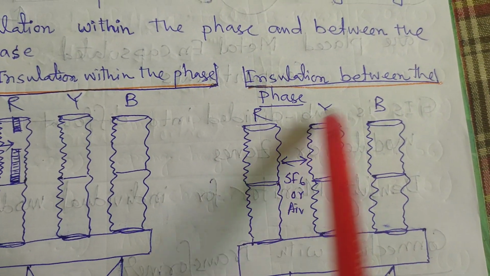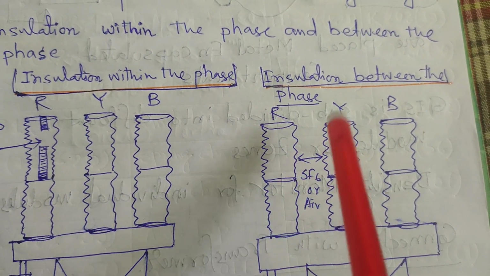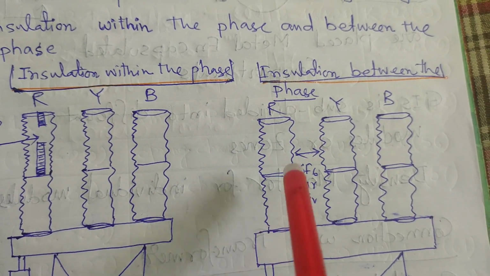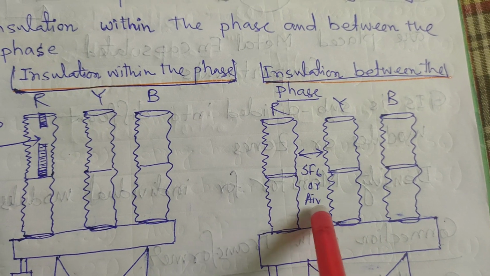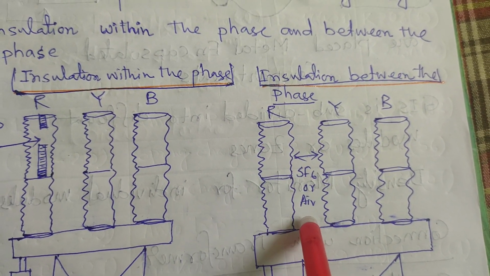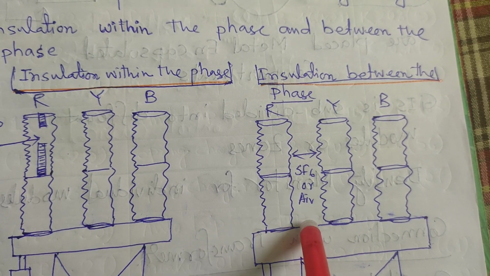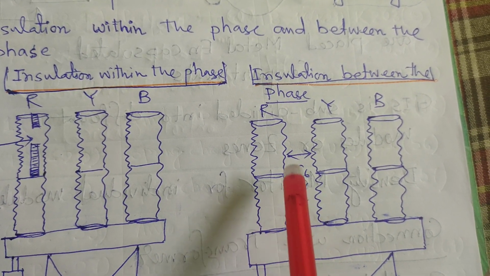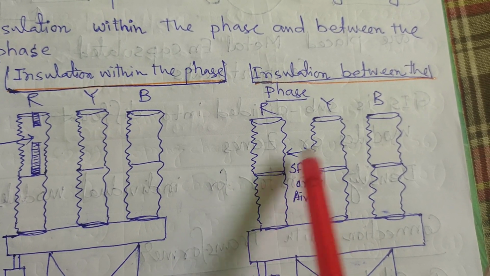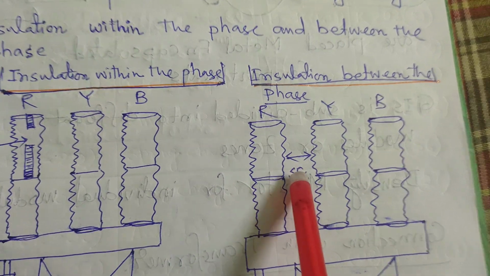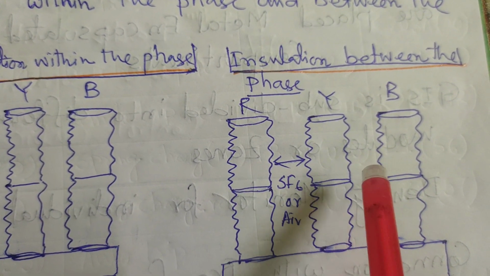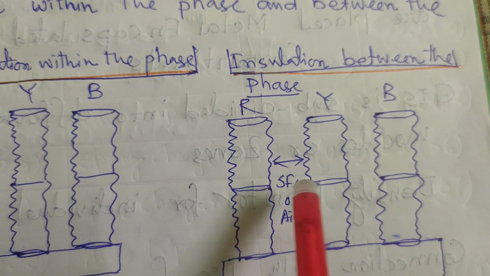Here is our insulation between the phases: this is the red phase, yellow phase and blue phase. Between the red phase and yellow phase no SF6 gas is present. Here air is present. That's why it is called the air insulated substation. For the case of GIS substations, between two phases SF6 gas is present. That's why it's called the gas insulated substation.